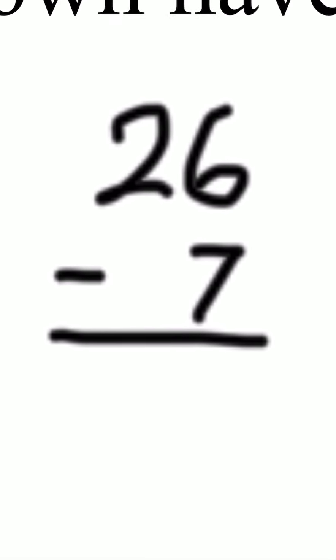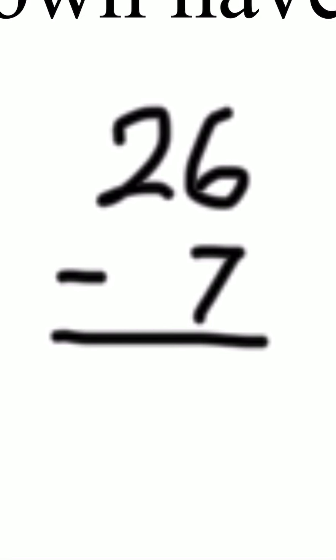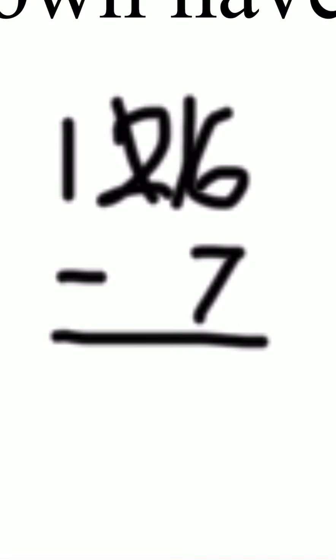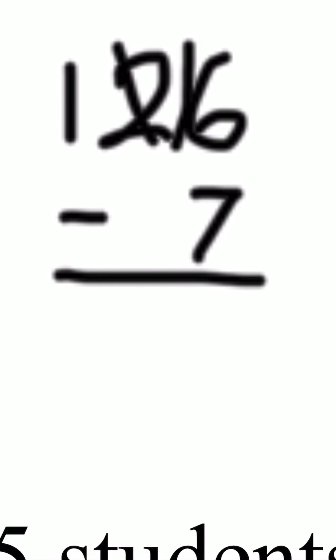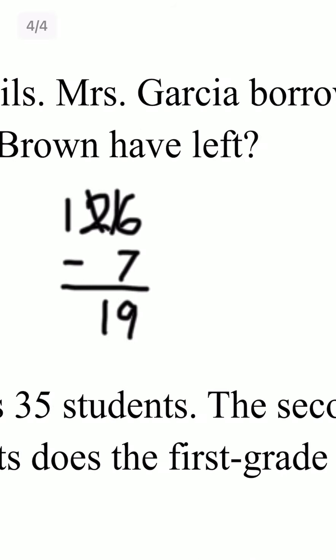Since 7 is larger than 6, we have to borrow from 2. And 2 would change to 1, and 6 would change to 16. 16 minus 7 is 9, and 1 minus 0 is 1. So the answer would be 19 pencils.